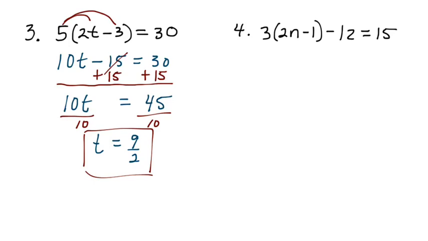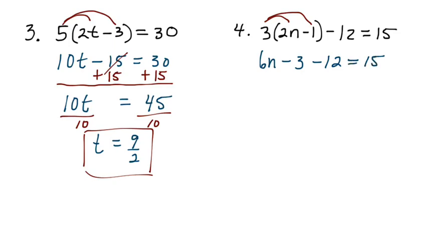All right, on number 4, let's see how you did if you tried that one. So you had to distribute. Again, we're just simplifying here. So we're going to get 6n and a minus 3. And then don't forget the minus 12 is separate. We're not distributing the 3 times the minus 12 because it's not in the parentheses. But we don't want to forget about it. Make sure you bring it down.